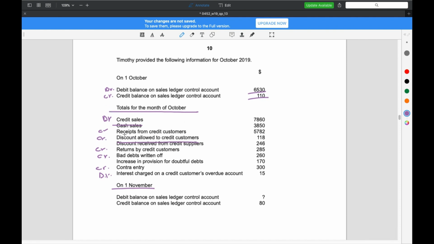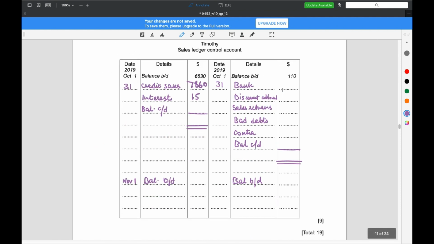So now we are going to take a look at receipts here. Receipts from credit customers means that we received money. It goes into your bank or your cash, and this is always on the opposite side of your credit sales in the control account. So this is going to be over on the credit side, which is 57.82. Just write that down, 57.82, and then write discount allowed, sales returns, bad debts, contra, which are going to be 118, 285, 260, and then 300.